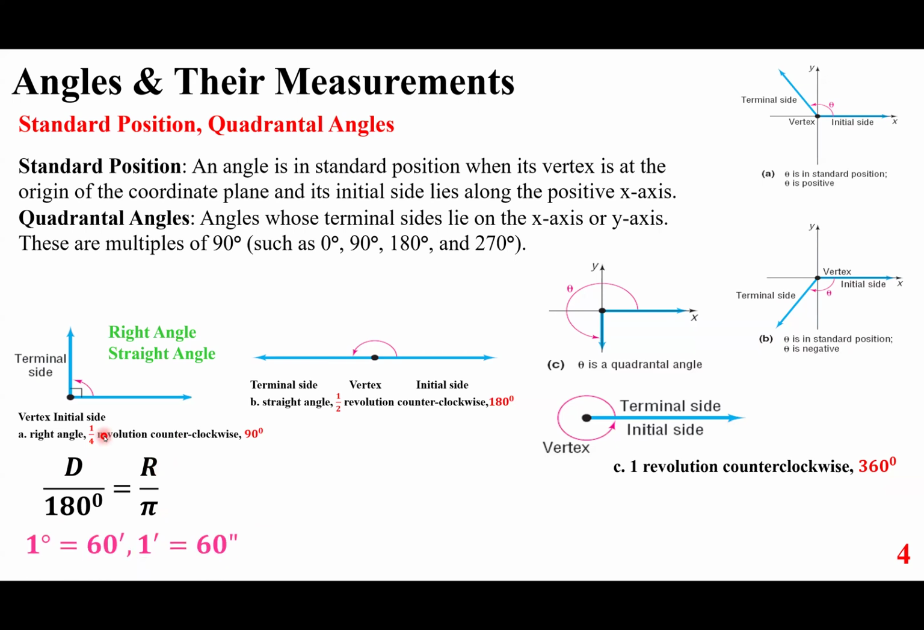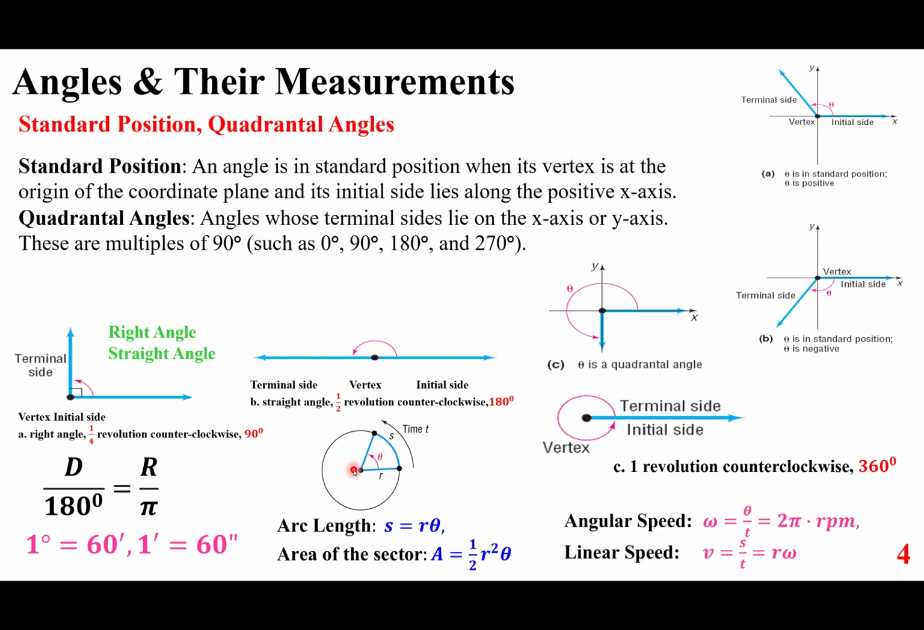1 degree is 60 minutes, just like a clock, and 1 minute is 60 seconds. Here's a circular motion. S is the arc length, a portion of the circumference, S equals r theta. And this sector, area of a sector, is a portion of the area of a circle, half of r squared theta.